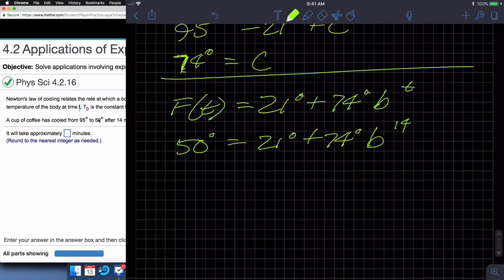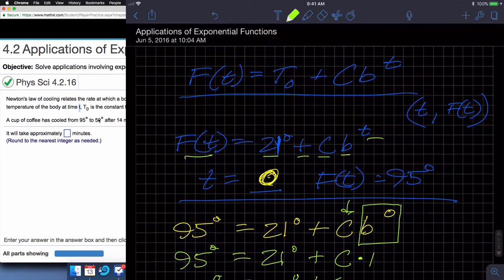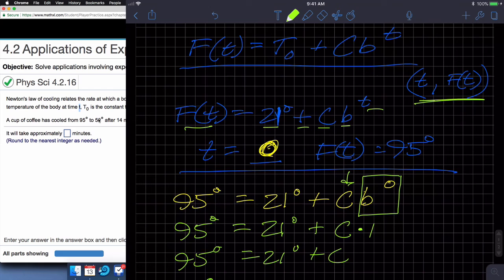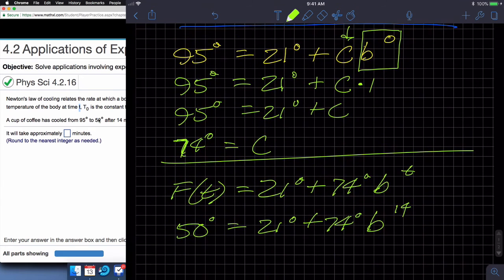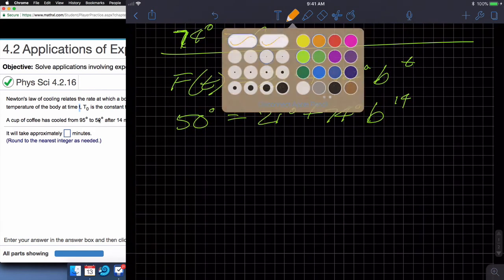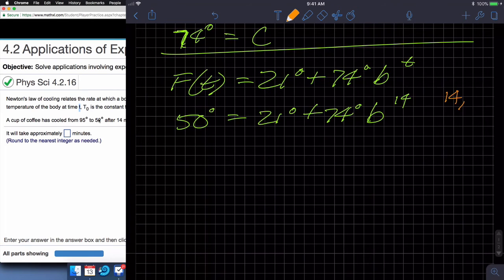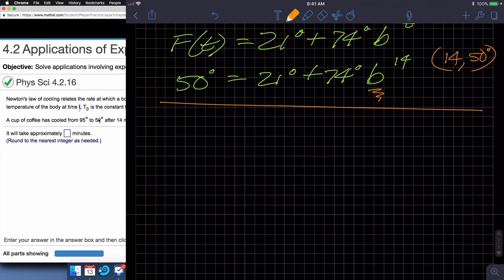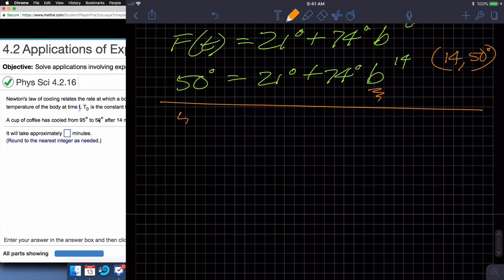In other words, they gave us this point initially, which I believe was not easy to see. This is what our points look like. In this section, we used the point 0, 95 degrees to figure out what C was. In this section, we're using the point 14, 50 degrees to figure out what B is equal to. So, do a little math.